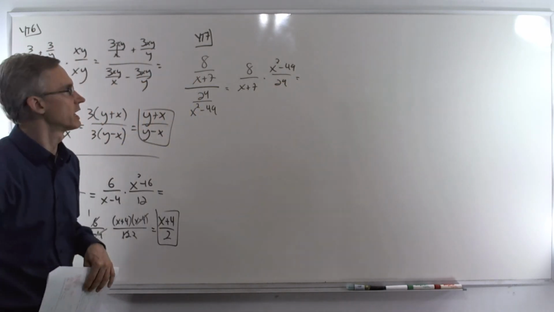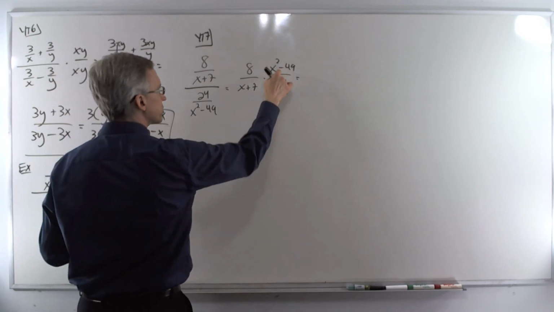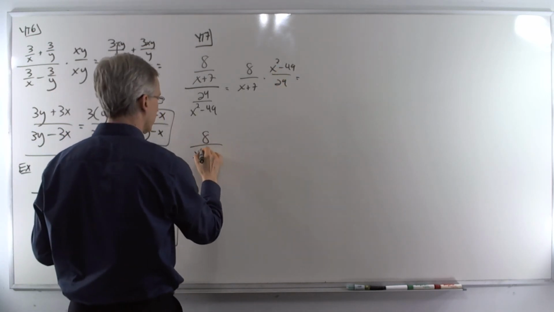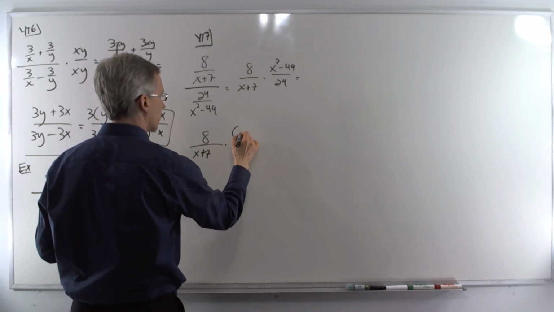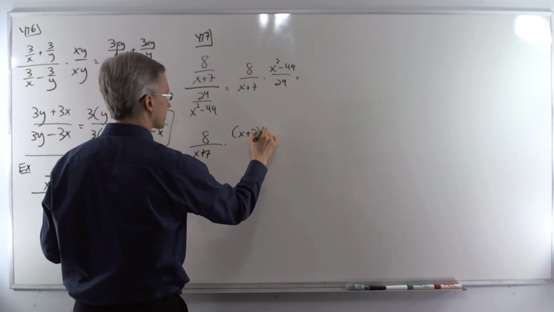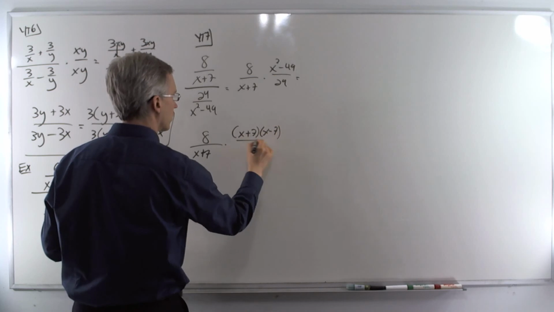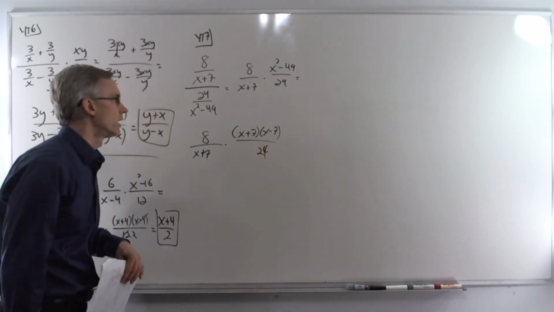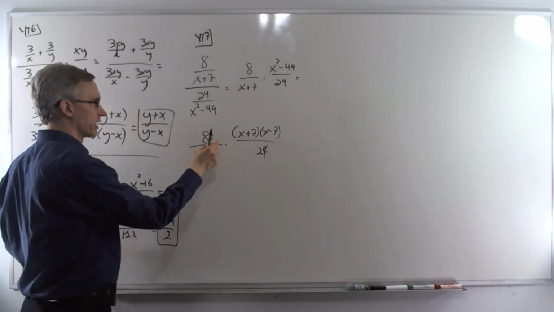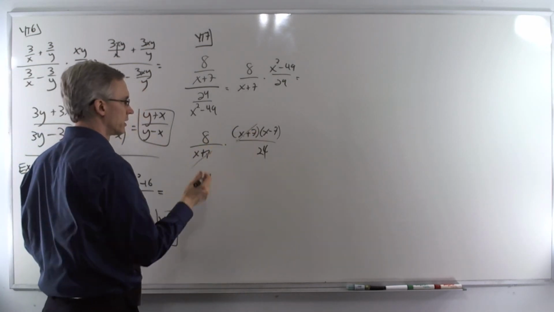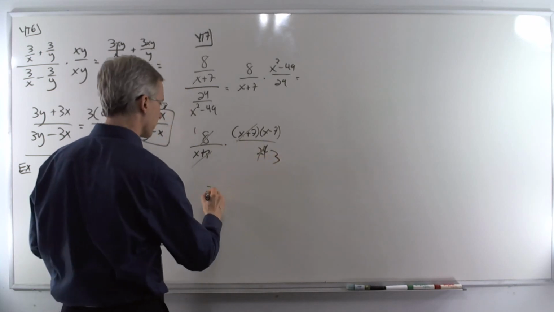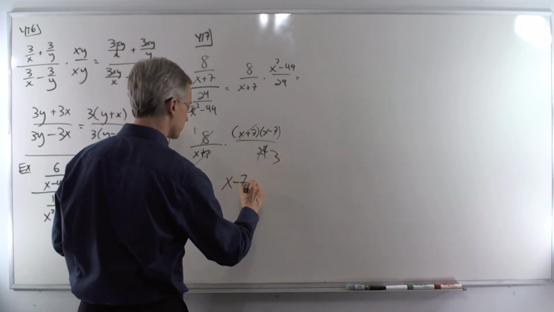We'll convert to multiplication. Now again, we have difference of squares up here. So factoring gives us x plus 7, x minus 7 over 24. And now we can do some canceling. We got matching x plus 7s, those will cancel. 8 over 24 reduces to 1/3. And so that gives us x minus 7 over 3.